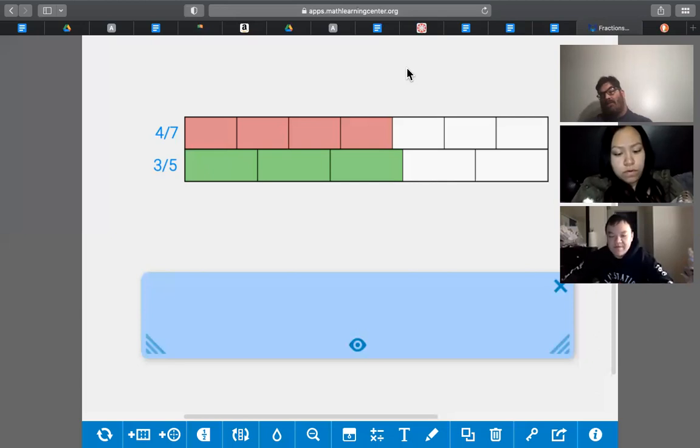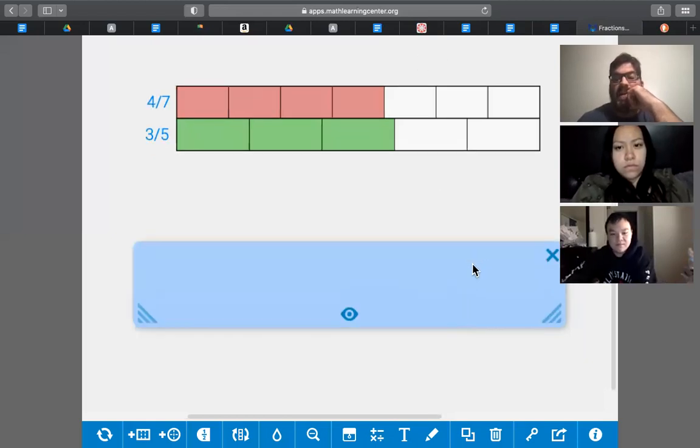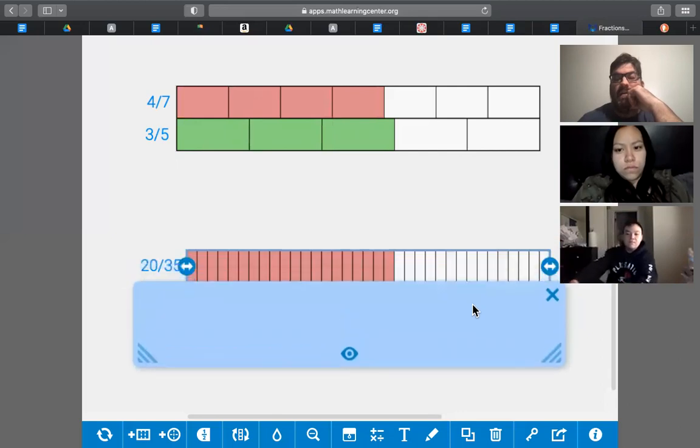3 over 5. And how did you get that? Why do you think that? Because we multiplied the denominators by each other. So then it ended up being 21 over 35, which is closer than 20 over 35. What are we trying to get closer to? The denominator, the whole number. The whole number. Okay.